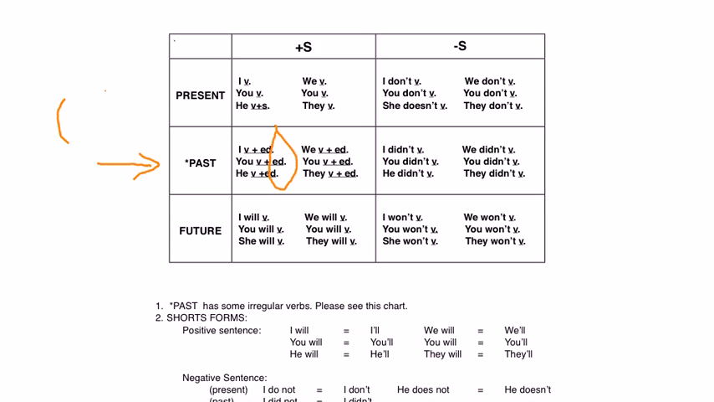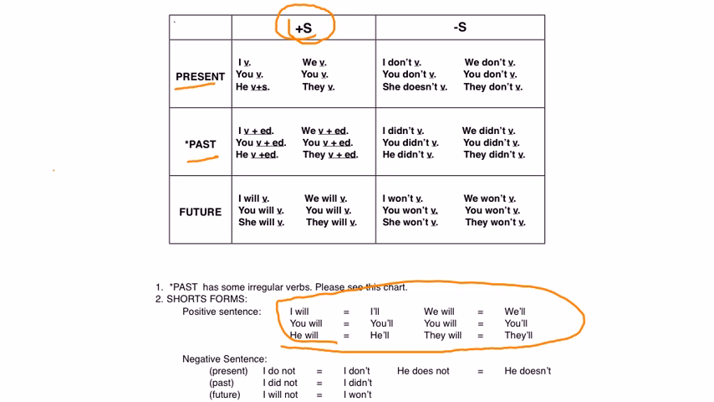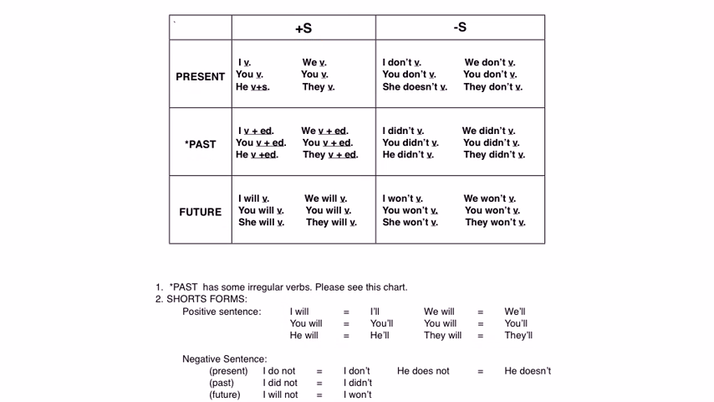The future tense in the positive is simply I will and the verb. There is the shorter form of I will, which you will see here, which is obviously interchangeable. So in the positive sentence, we have the present, the past, and the future. With the negative sentences, it's the same. We have a present, a past, and a future.